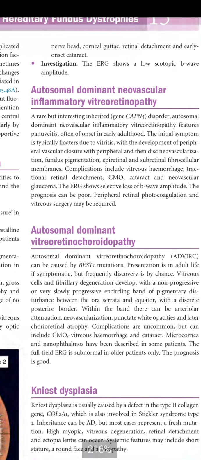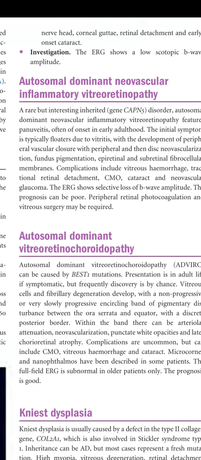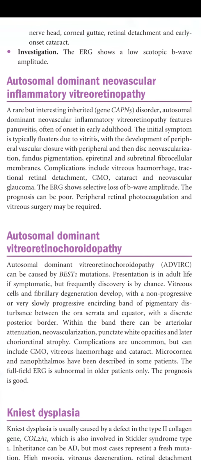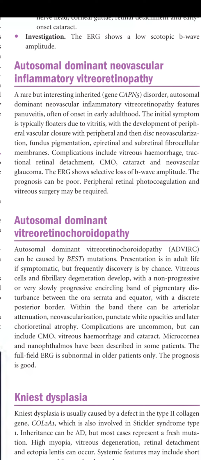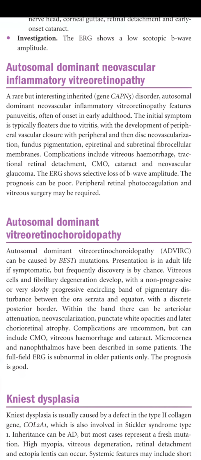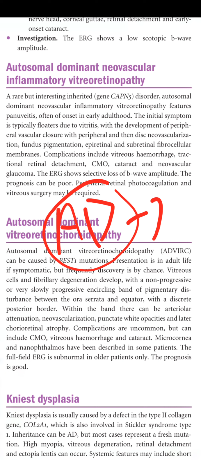Then there is autosomal dominant neovascular inflammatory vitreoretinopathy. A rare but interesting inherited CAPN5 gene disorder, autosomal dominant. Neovascular inflammatory vitreoretinopathy features panuveitis, often with onset in early childhood. So the inheritance is autosomal dominant. There is a neovascular inflammatory vitreoretinopathy, so it presents as a panuveitis.